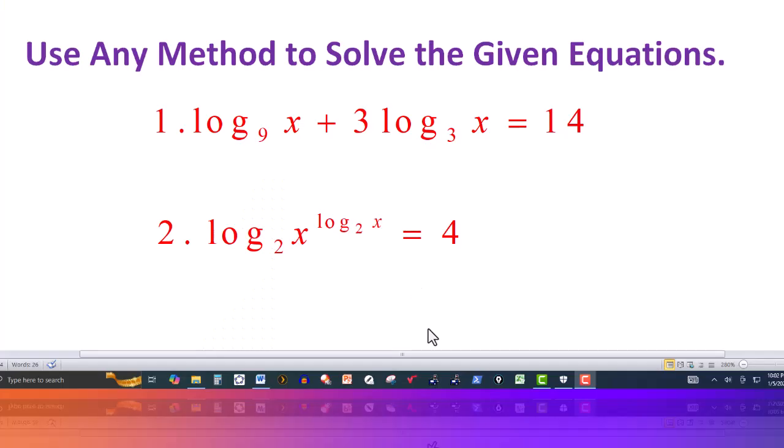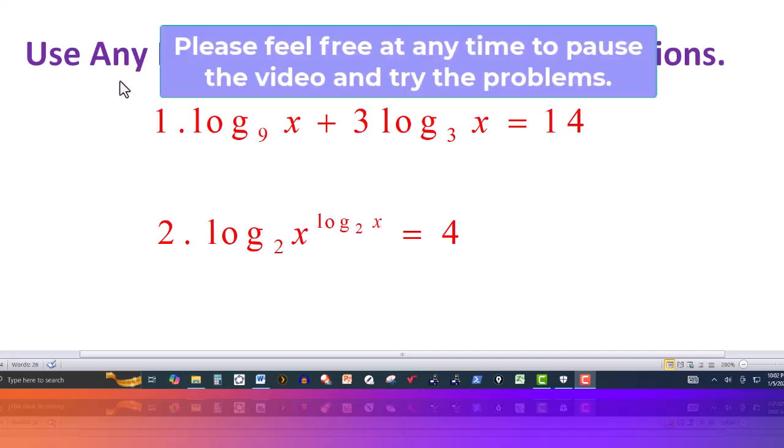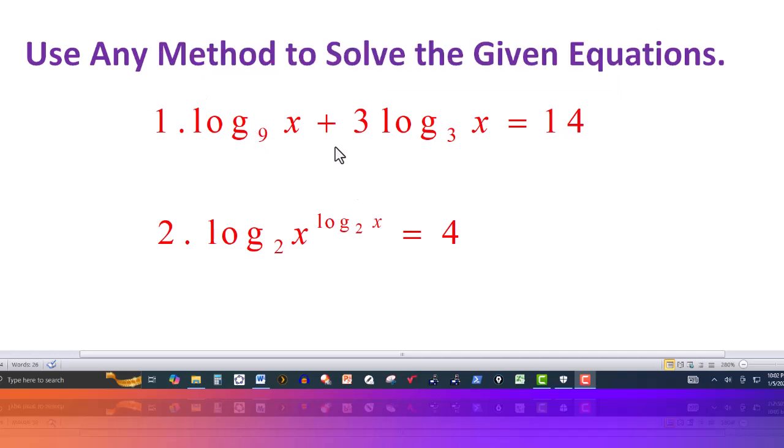In this video, we're going to solve two logarithmic equations, and we can use any method to solve these equations. Of course, we've done some where you use the change of base formula, and then in the last video, I believe I used a special formula where you can square or cube the base. That's the one I'm going to use in the first one.